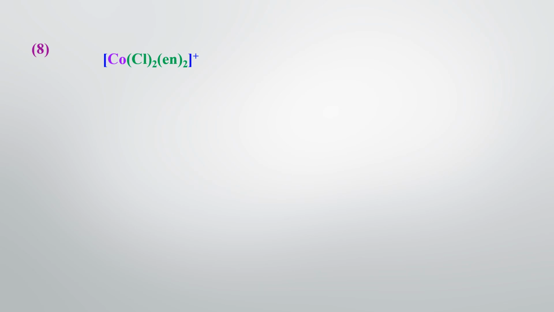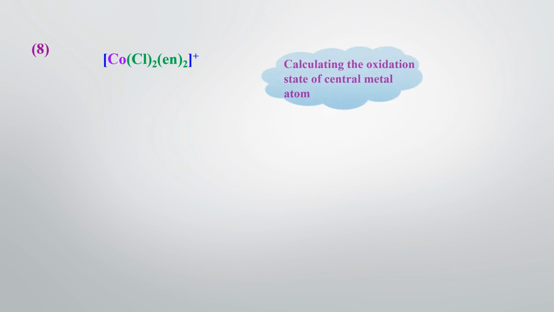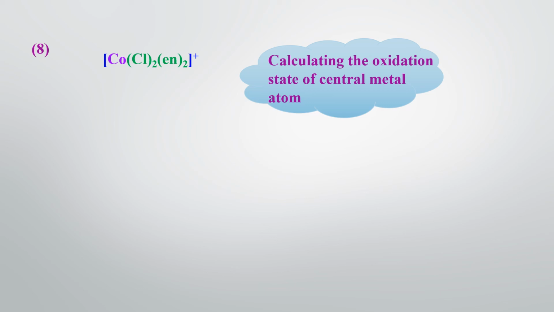See, here there are no counter ions. Either cations or anions are not present. Only the coordination part is there, which has a plus charge, which means it is a cationic complex. So in this case the ligands are named first: chlorido and ethylene diamine. C and E, in alphabetical order C comes first. But before that we have to calculate the oxidation state.